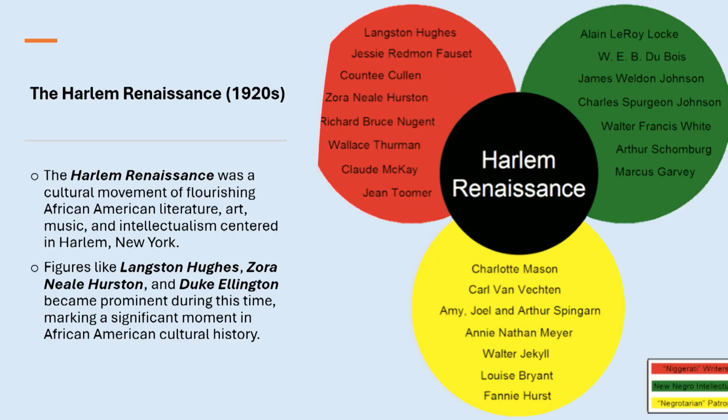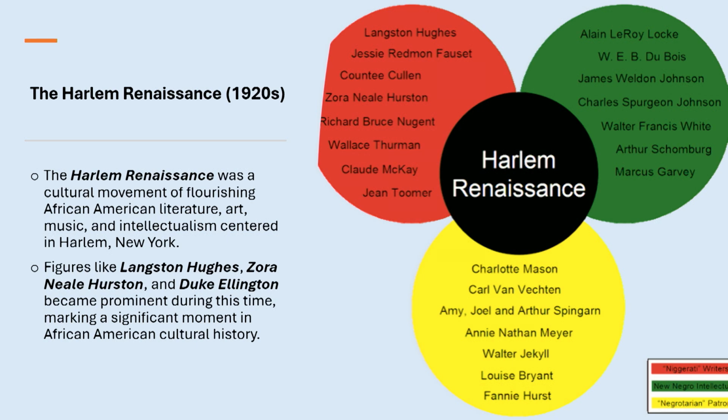The Harlem Renaissance in the 1920s. The Harlem Renaissance was a cultural movement of flourishing African-American literature, art, music, and intellectualism, centered in Harlem, New York. Figures like Langston Hughes, Zora Neale Hurston, and Duke Ellington were some of the prominent members of the Harlem Renaissance during this time, marking a significant moment in African-American cultural history.